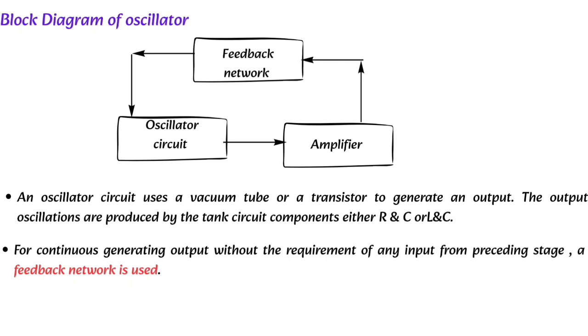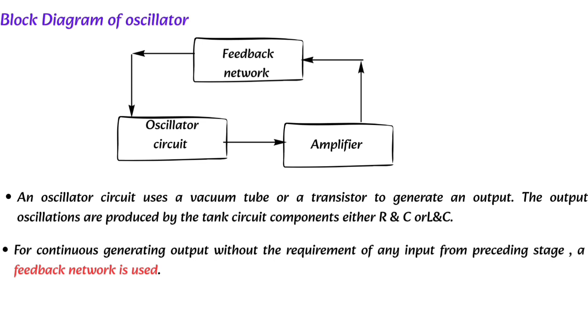Now let us see the block diagram of an oscillator. An oscillator mainly consists of three blocks: the amplifier, the oscillator circuit, which is also called the tank circuit, and the third block, the feedback network. First, the oscillator circuit uses active devices, such as a vacuum tube or a transistor, to generate the output signal.